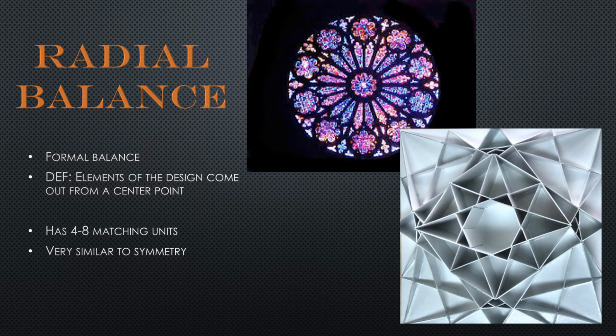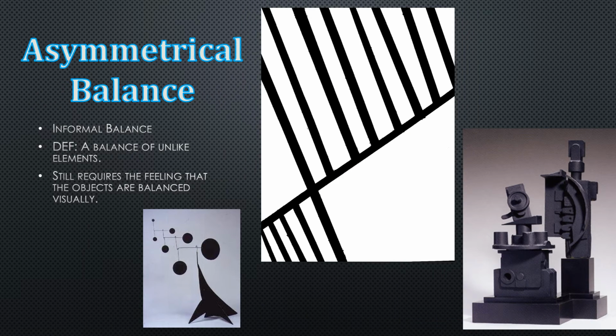There's radial balance, which is similar to symmetry, but the design radiates from the center. These designs can usually be divided into four or more similar sections. The final form of balance is asymmetrical balance, or informal balance, which means the two halves are dissimilar, but it still requires the composition to be visually balanced.